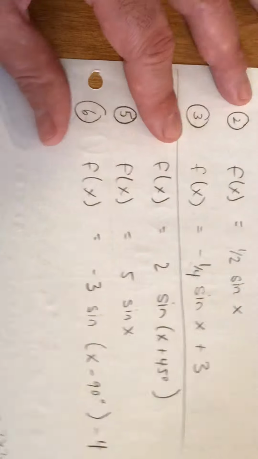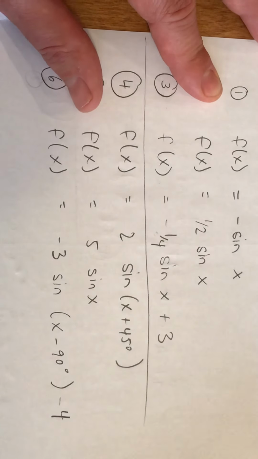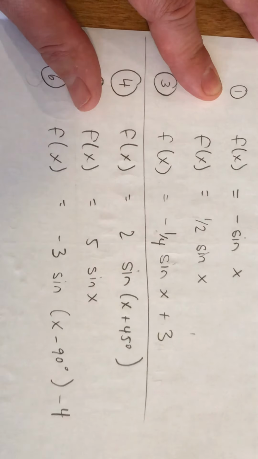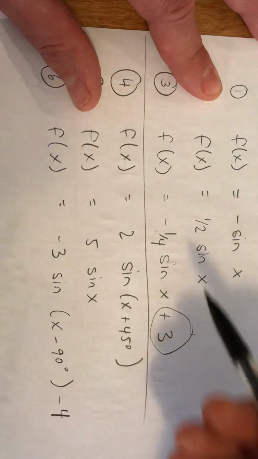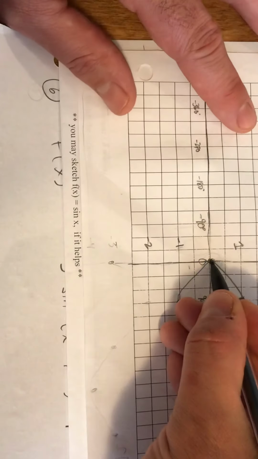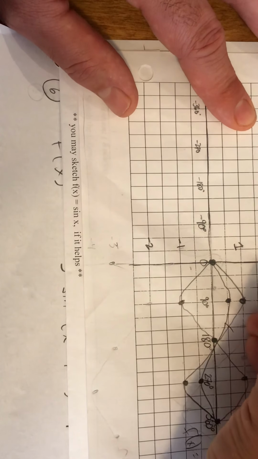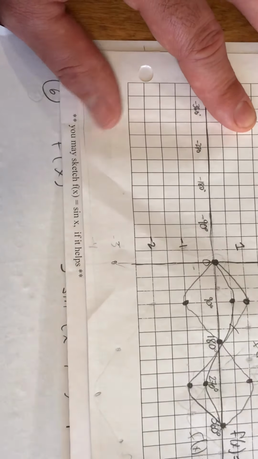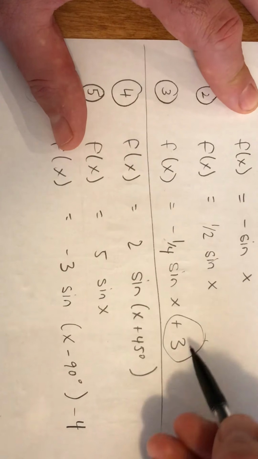Okay, and then the last one in this one is -1/4 sine x, but we moved it up 3. Okay, so we're going to apply this movement first and then apply the amplitude. Okay, so normally it starts at 0, 0. If it's moved up 3 units, the starting point is now there. Okay, so that's what the +3 does. There's no left, right. There's no bracket. Okay, and then we apply the -1/4.